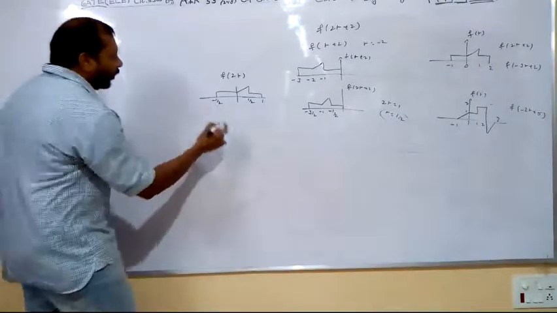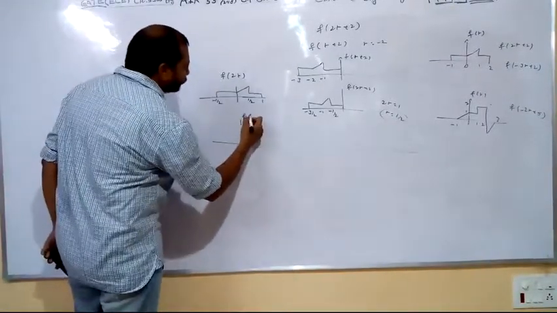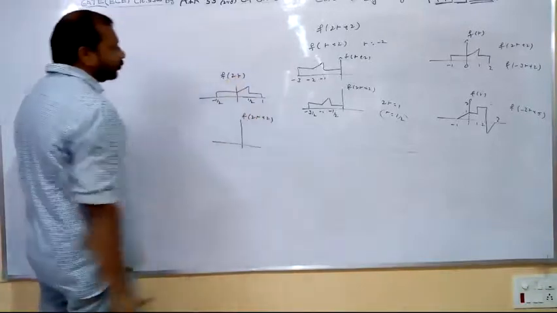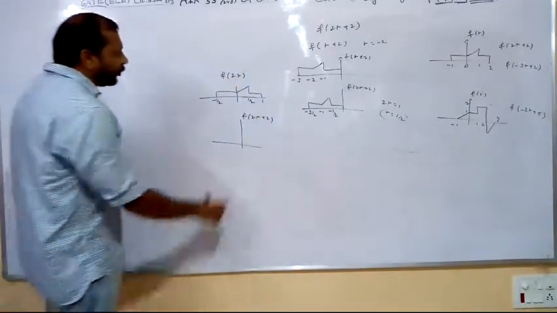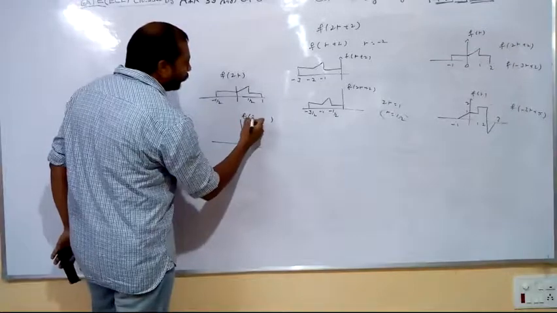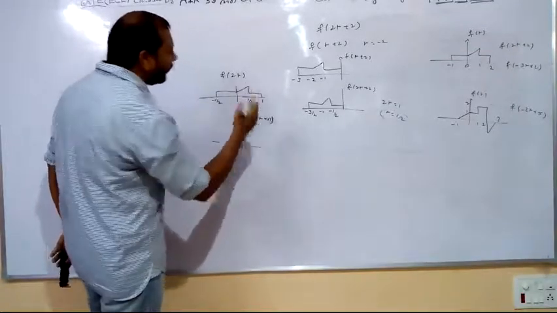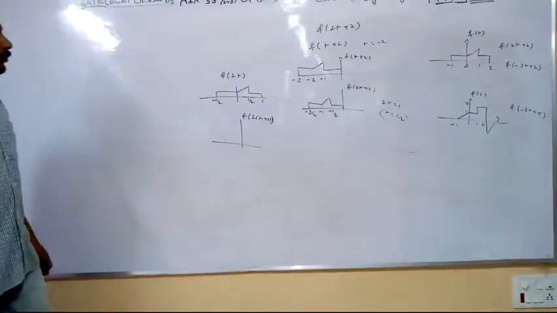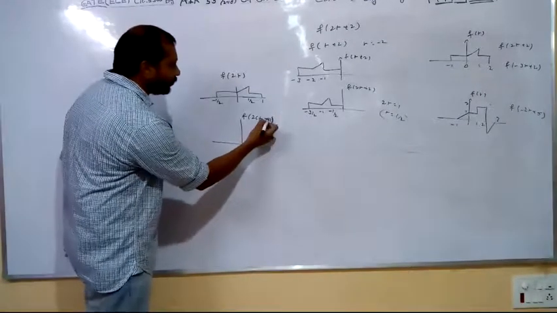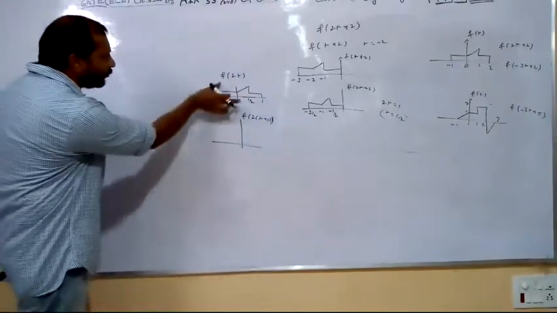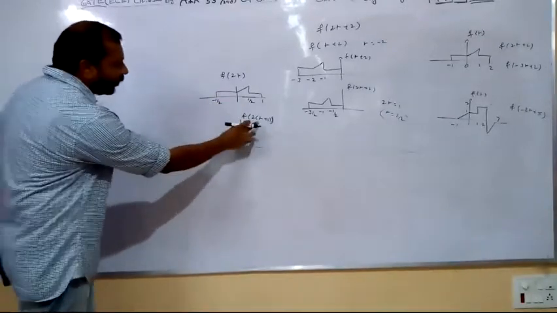Now after f of 2t you want f of 2t plus 2. By taking this 2 as common, this will become f of 2 into t plus 2. By taking this 2 as common, this is simply f of 2 into t plus 1. Now we have to shift this signal according to t plus 1.